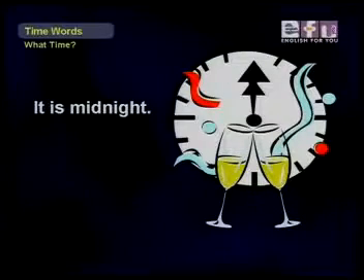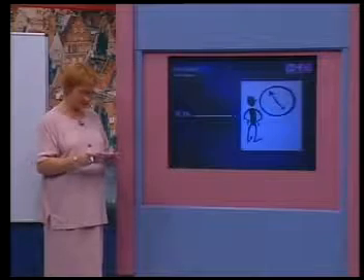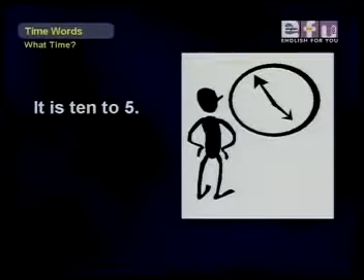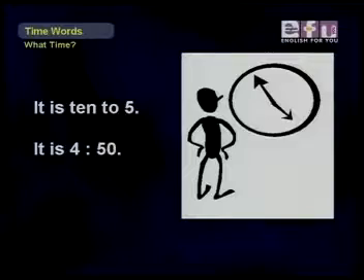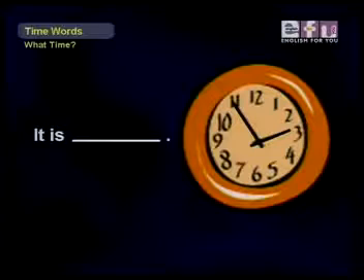It's midnight. It's noon. It's 12 o'clock. Okay. It is midnight. It is noon. It is 12 o'clock. Okay, good job. Now, Isabel. It is 10 to 5. All right. And another one? It's 4:50. Okay. It is 10 to 5. It is 4:50. Good.